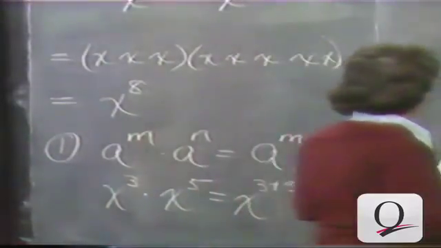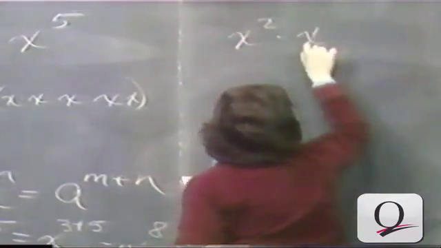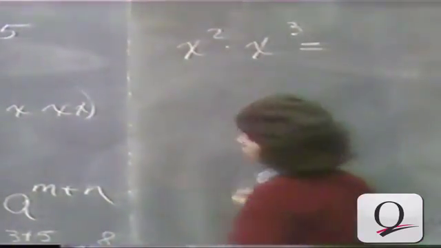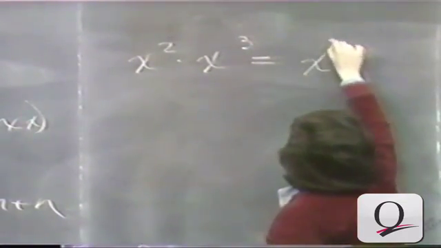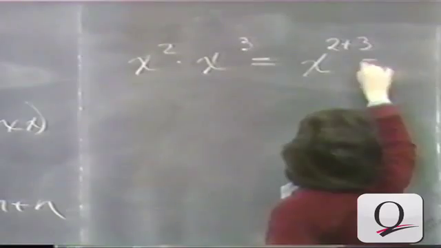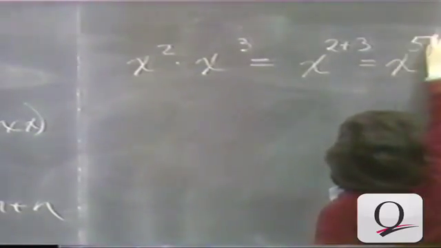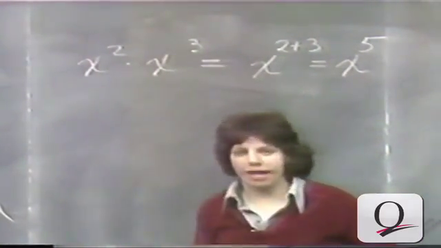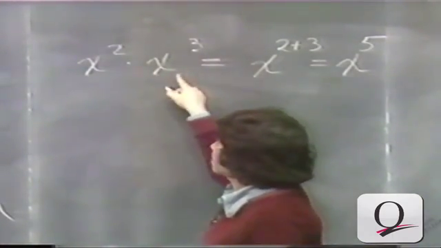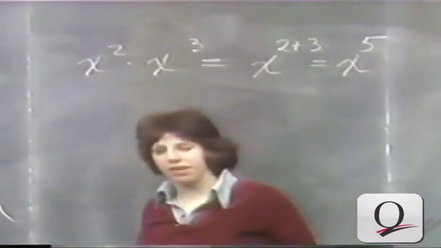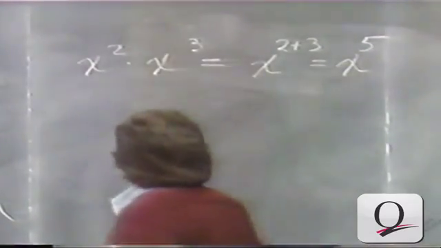Let's try another example. If you have x squared times x to the third, this would be x to the 2 plus 3, or x to the 5th power. You keep the base x and you add the powers. Of course, this is x times x, this is x times x times x, for a total of 5 x's, x to the 5th power.